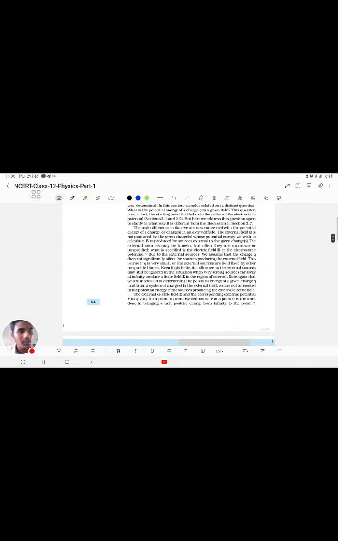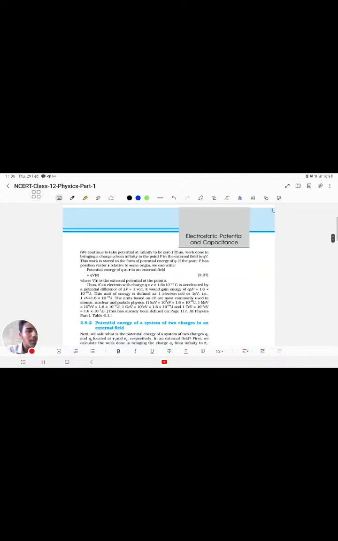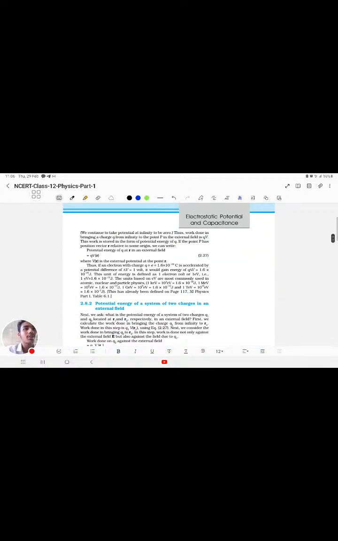The external electric field E and the corresponding electric potential V may vary from point to point, and by definition, the potential at a point P is the work done in bringing a unit positive charge from infinity to that particular point P, and we continue to take potential at infinity to be 0. Thus, the work done in bringing a charge q from infinity to that particular point P in an external field is going to be equal to q multiplied by V. So that's going to be the amount of work done, and the work done is stored in the form of potential energy, which means that if the point P has a position vector r related to some origin, then the potential energy of q at that particular position r is going to be equal to q multiplied by V, where V of r is the external potential at that particular point.